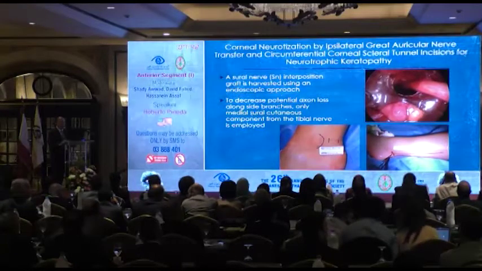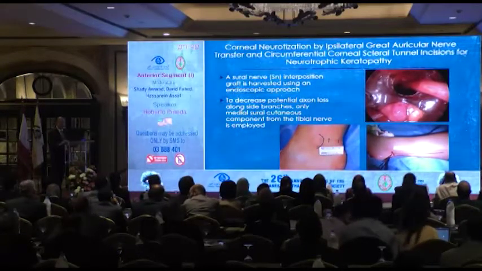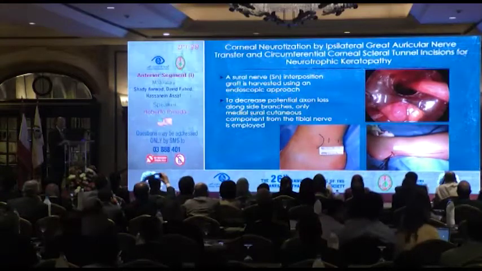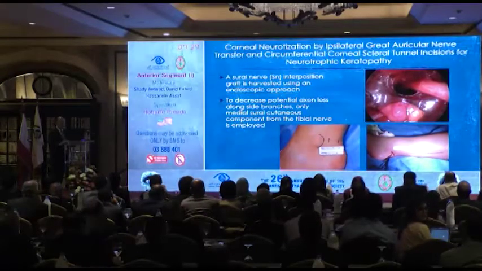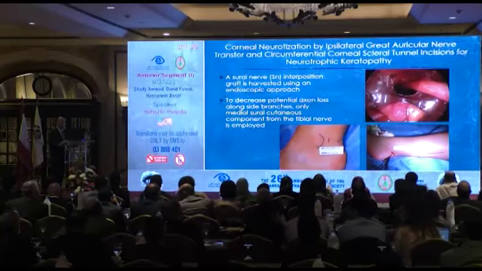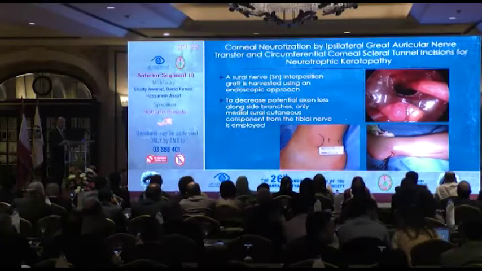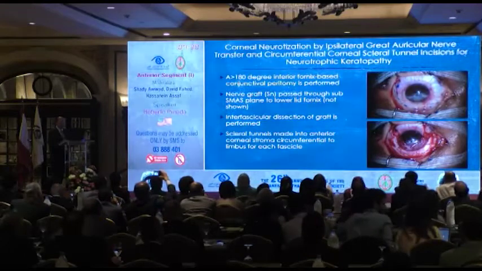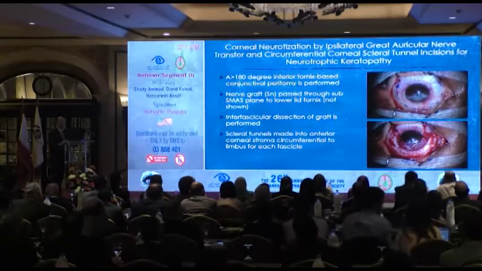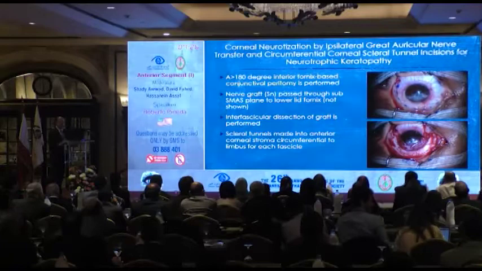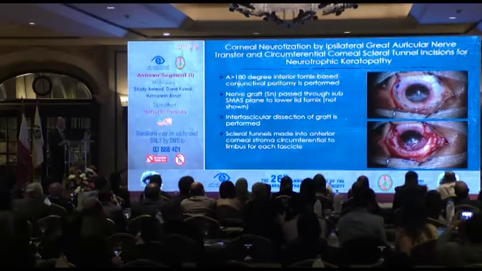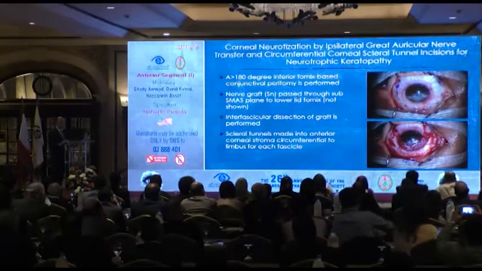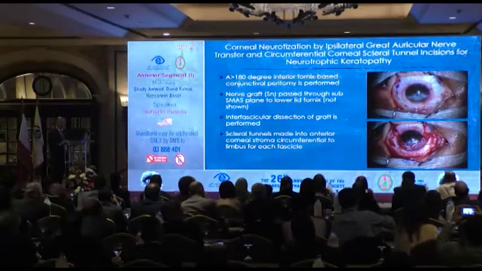Then we go ahead and harvest the sural nerve through an endoscopic approach, and to prevent axon loss, we use only the medial sural cutaneous component of the nerve. Next, this may be more familiar to you, we perform an inferior fornix-based 180-degree peritomy and pass this sural nerve through the SMAS plane to the lower lid.